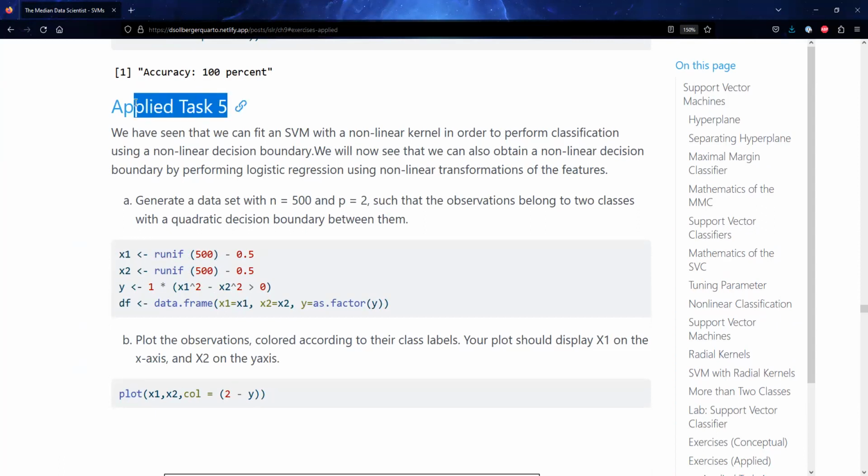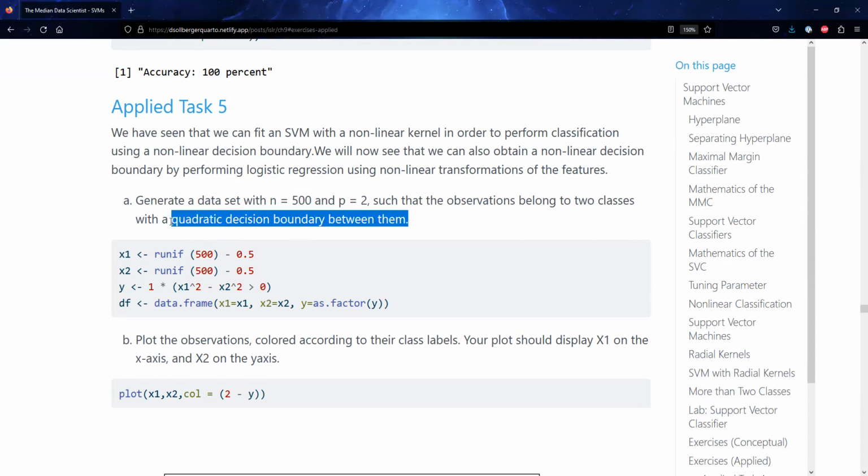Okay, so now in problem number 5, we're going to work with support vector machines with a nonlinear kernel, but also compare that with logistic regression as far as classification is concerned. Part A asks us to do a simulation or generate synthetic data in 2 variables with about 500 data points with a quadratic decision boundary.